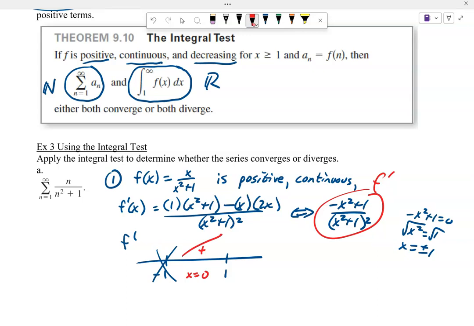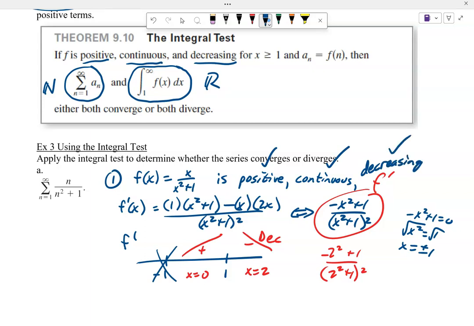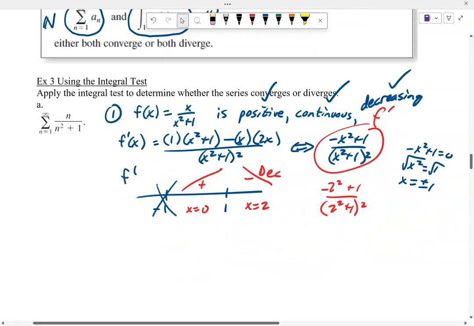Then I throw in something to the right of 1, like maybe 2. So I got negative 2 squared plus 1 over 2 squared plus 1 quantity squared. All right, so negative 4 plus 1, I got negative 3 over 5 squared. So that's a negative. So the function decreases after 1. So it was positive, it was continuous, and we've just determined that after 1 it is also decreasing. So it meets the conditions of the integral test. So now the conditions are met.